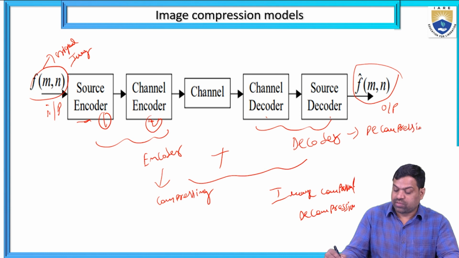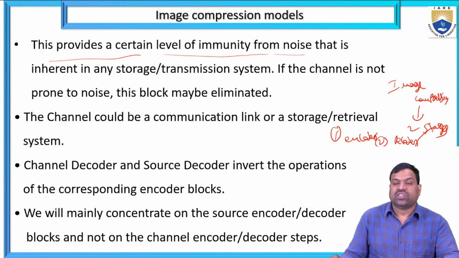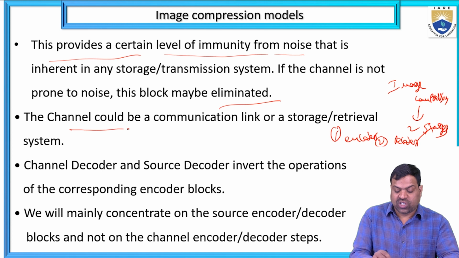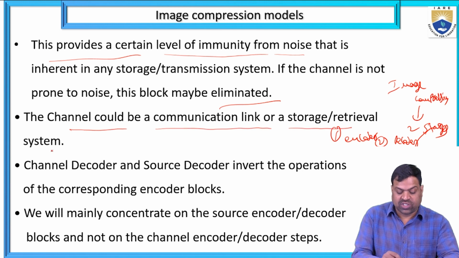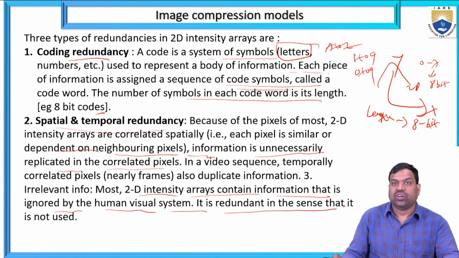Decompressing system. It provides a certain level of immunity from noise that is inherent in any storage or transmission system. If the channel is not prone to noise, this block may be eliminated. The channel could be a communication link or a storage retrieval system. The channel decoder and source decoder invert the operations of the corresponding encoding blocks. The concentration here is on the source encoder and decoder blocks, not on the channel encoder or decoder steps.